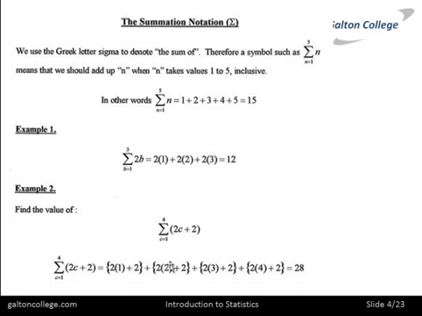Find the value of this one. Well, it's just the arithmetic is getting nastier. The concept is actually quite straightforward. c is equal to 1 to 4. So c equals 1 up to 4. Sigma 2c plus 2 equals. Now, insert what we know. We know c equals 1. So it's 2 times 1 plus 2, plus 2 times 2 plus 2, plus 2 times 3 plus 2, plus 2 times 4 plus 2 equals 28.